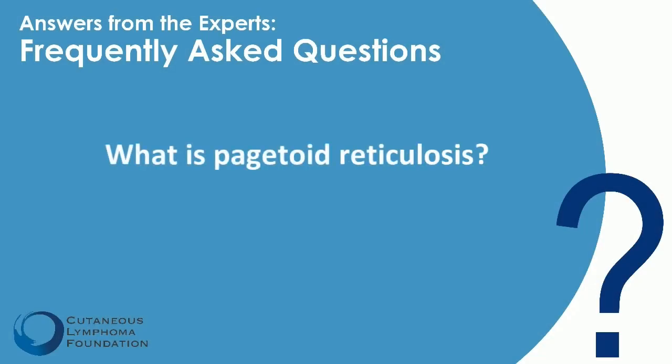What is Pagetoid reticulosis? Pagetoid reticulosis, also known as Woringer-Kolopp disease, is a localized, slow-growing variant of mycosis fungoides, or MF. What makes it interesting is that it usually presents as a solitary patch or plaque of MF on the skin, usually on the distal extremities, so meaning the hands, the feet, sometimes the lower legs, though I have also seen it present on other parts of the trunk as well.